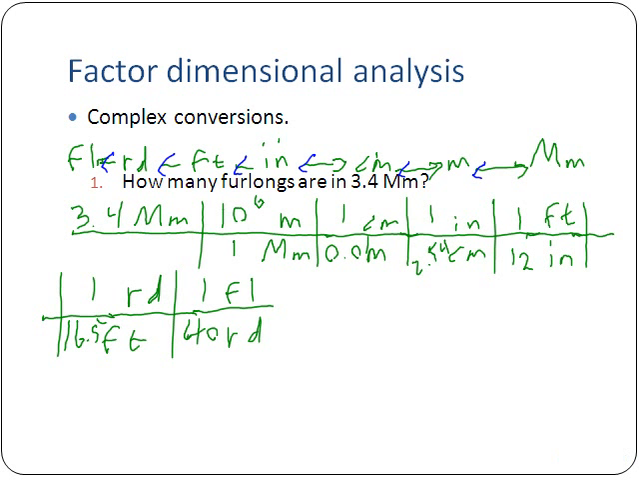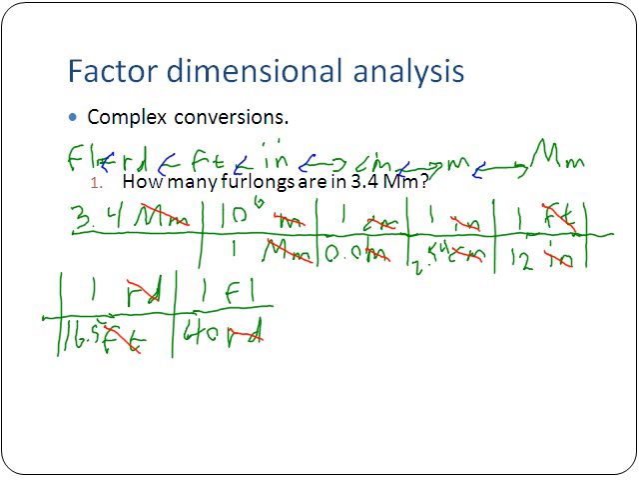Okay, let's make sure our units work out. We start off with megameters. Those cancel. Meters, canceled. Centimeters, canceled. Inches, canceled. Feet, this one does cancel. Sometimes it doesn't look like it, but since feet are on top before, on bottom afterwards, that works. Rods, canceled. The only thing left is furlongs, which is what we want.